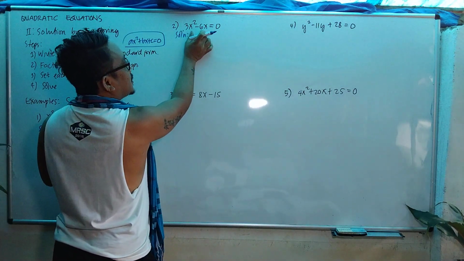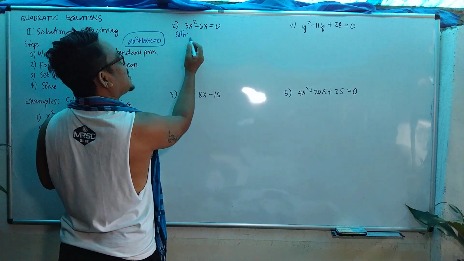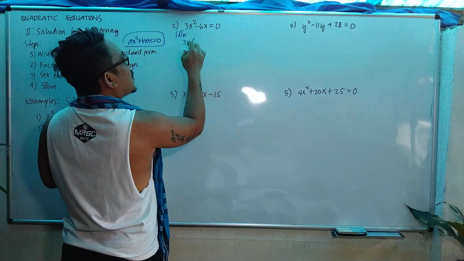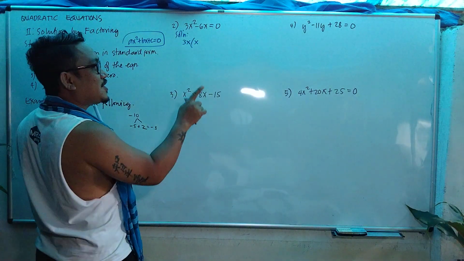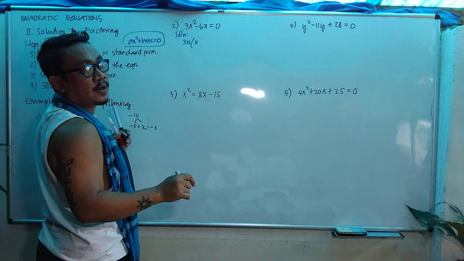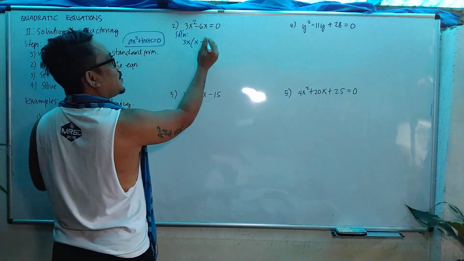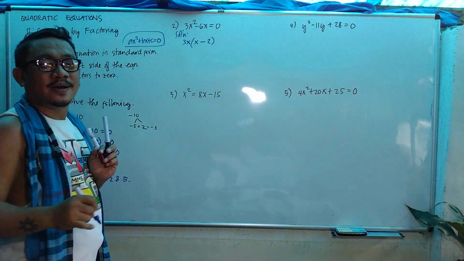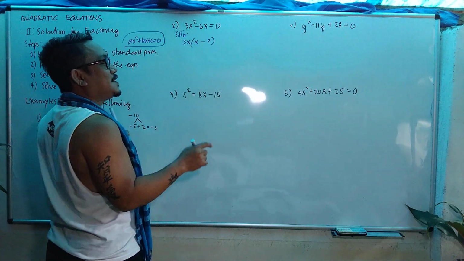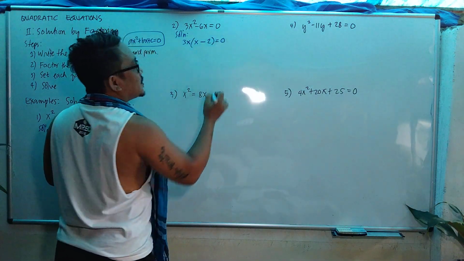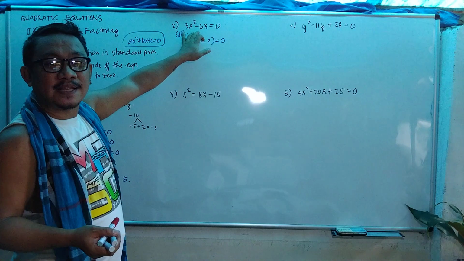Let's factor. This is a binomial. The greatest common factor of 3x squared and 6x is 3x, so we simply factor out 3x. If we factor out 3x, what is left here is x. If you check, 3x times x is 3x squared. Copy the minus. Then 6x divided by 3x gives you 2. Can you follow? If you check, 3x times negative 2 is negative 6x. Then you copy equal to 0. Those are the factors of the left side of this equation.